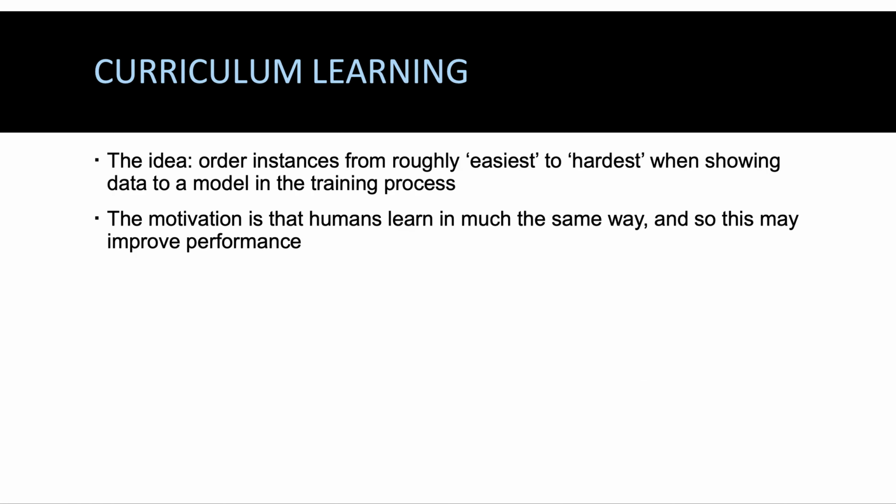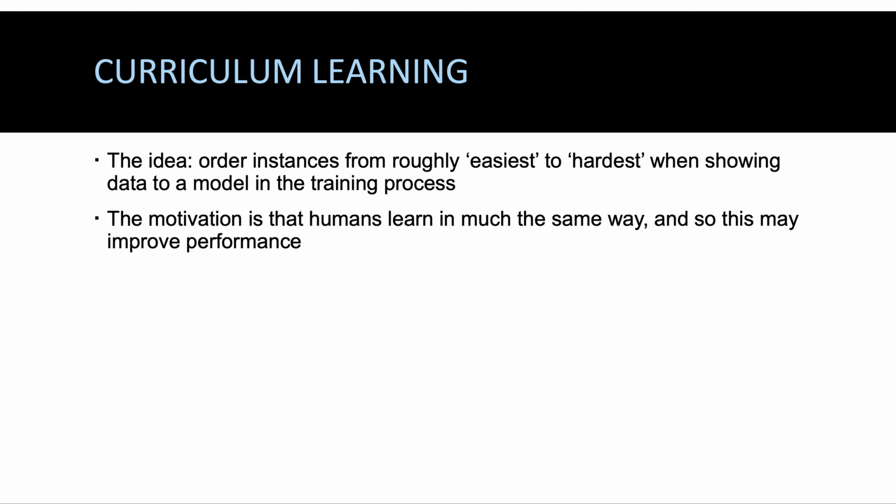In curriculum learning, the key idea is to present the data to the classifier in order of quote-unquote difficulty. Easily classifiable instances in the training data are presented first, while harder, more ambiguous instances are presented later. The motivation here is that learning in any context is much more efficient when easy ideas are presented first, followed by harder ideas that build upon the easier ones.